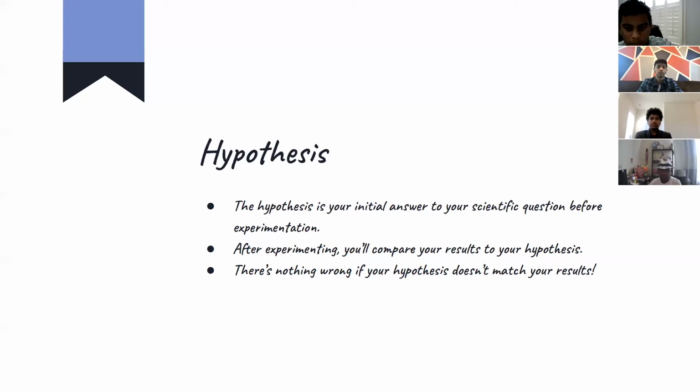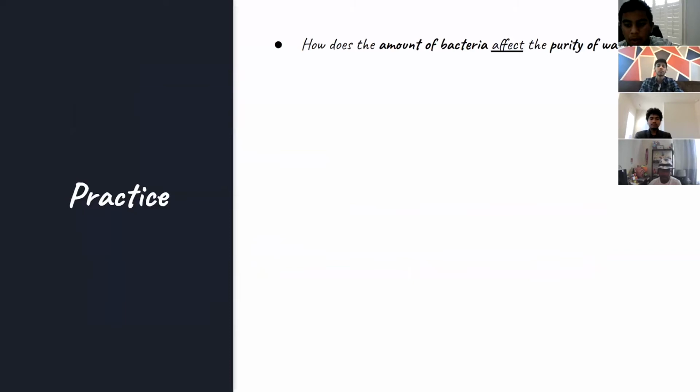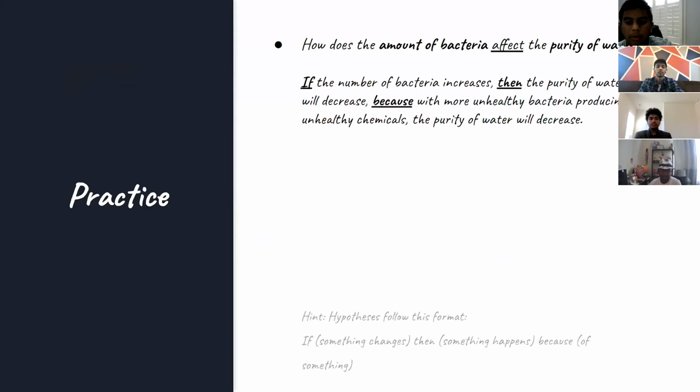If some event happens, then something happens because of this/these scientific rules. For example, if we had a question like, how does the amount of bacteria affect the purity of water? Our hypothesis would be something like, if the number of bacteria increases, then the purity of water will decrease, because with more unhealthy bacteria producing unhealthy chemicals, the purity of water will decrease.